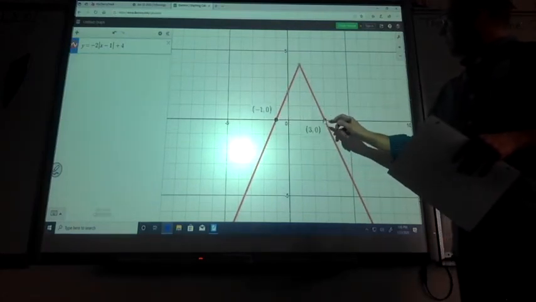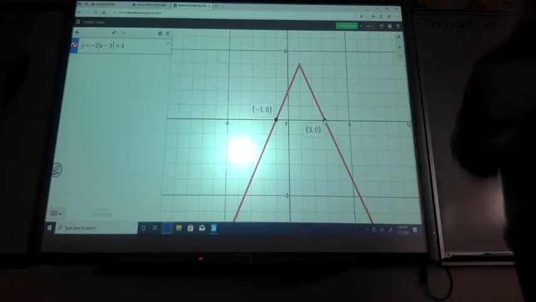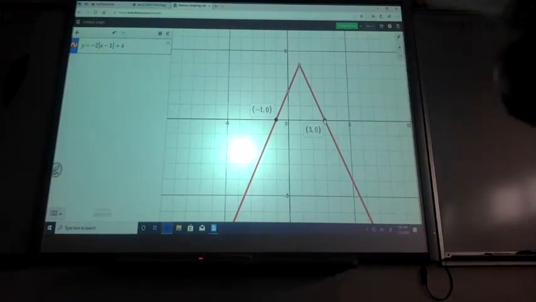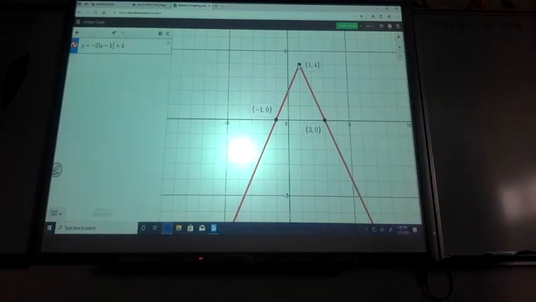I got that and that. There's my 2 intercepts: (-1, 0) and (3, 0). And then, what else is asked for? Max. Here's a max.